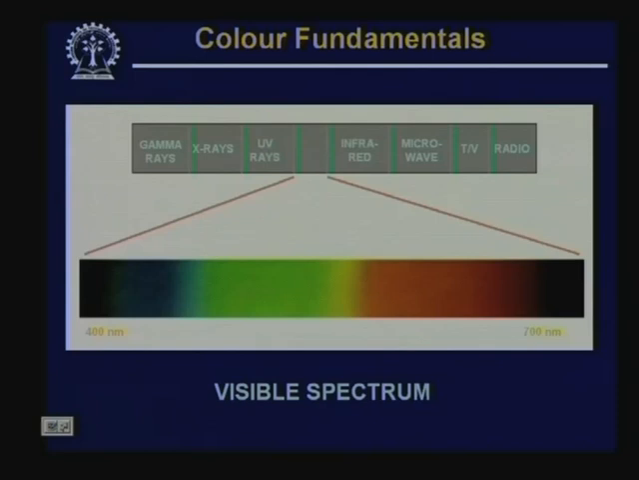So, let us briefly recapitulate what we have done in the last class. We mentioned that all the colors of the visible spectrum occupy a very narrow band in the total electromagnetic spectrum. In the visible spectrum, the wavelength normally varies from 400 nanometer to 700 nanometer. At one end we have the violet, and at the other end we have the red color.